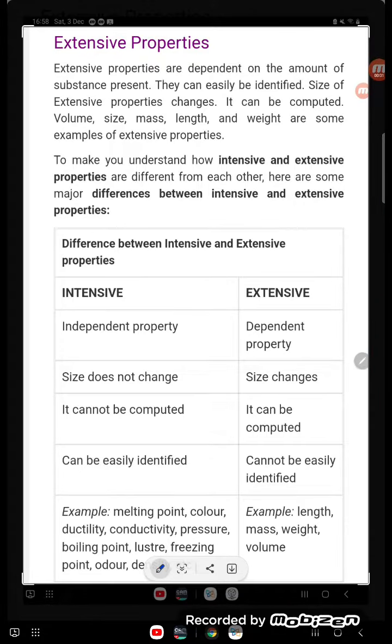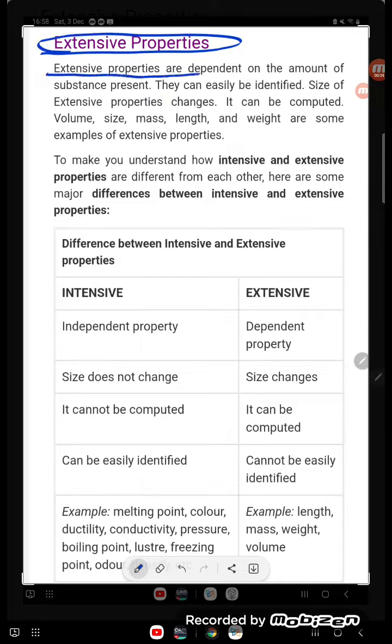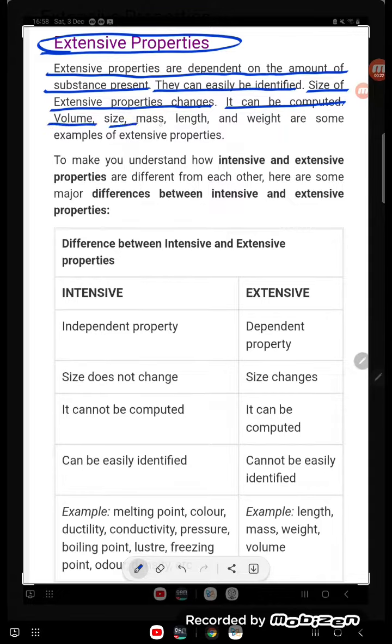Hello students, let's try to understand the difference between extensive and intensive properties. So first one, let's try. Extensive properties are dependent on the amount of the substance present. They can be easily identified. The size of the extensive property changes. It can be computed. Volume, size, mass, length, and weight are some examples of extensive properties.